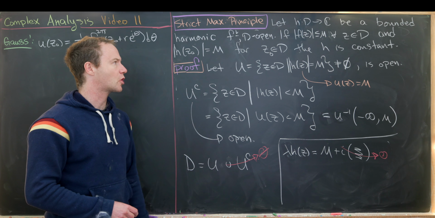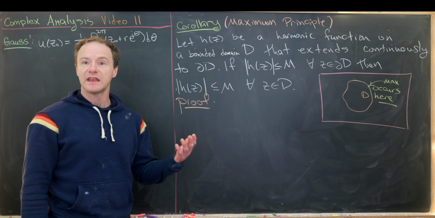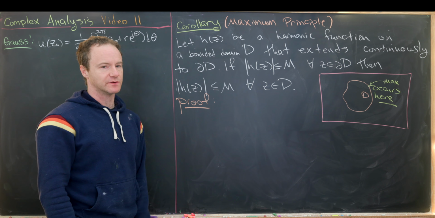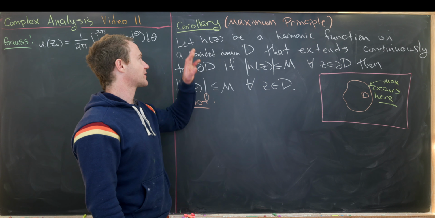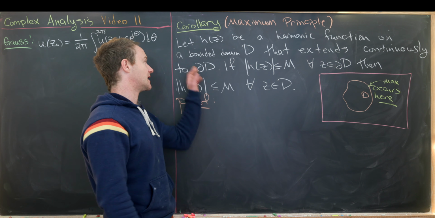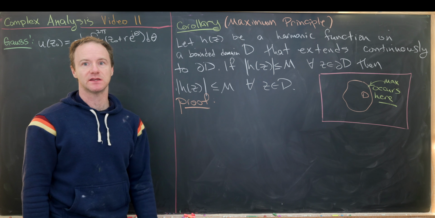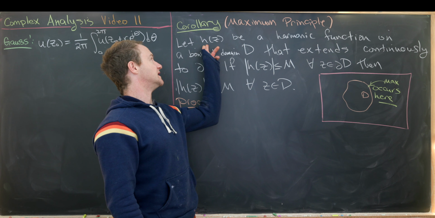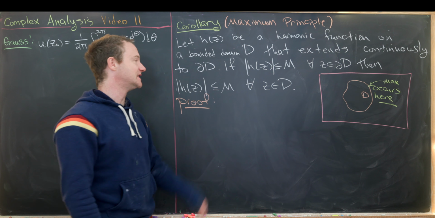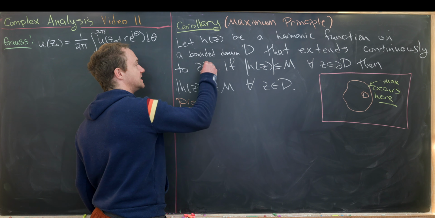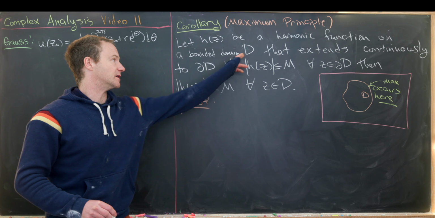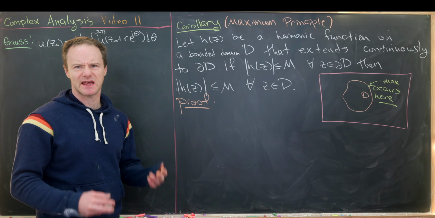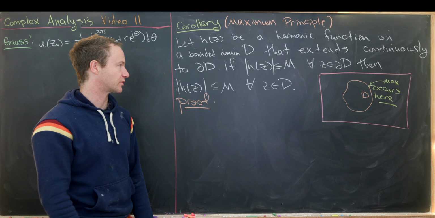Okay, now we're going to look at a corollary of this and then some examples. Now we've got something called the maximum principle. So this is a corollary to what we just proved. We want to start with a harmonic function H of Z on a bounded domain D. Let's recall that a domain was an open set that was connected. Also, we need this function to extend continuously to the boundary of D. So D including the boundary of D will be a closed bounded set and thus compact, which is going to be important for the proof.